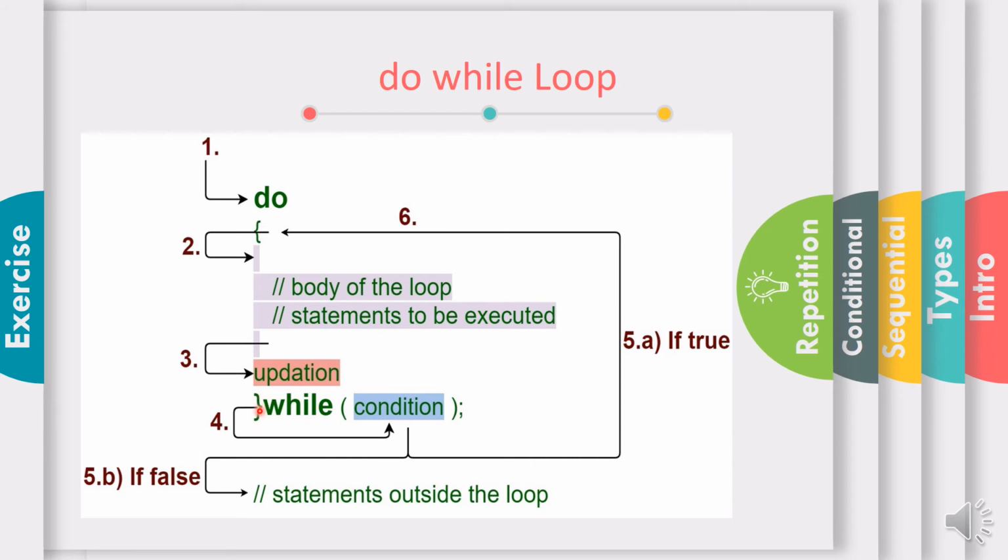After closing the body, we will write down the reserved word while, and within the brackets we will mention the condition and this semicolon. If the condition is true, then again the body of the loop will be executed, but if the condition is false, the statements after the loop will be executed. So this is the step by step execution of the do while loop. These numbers will help you to understand the execution of the loop in a better way.